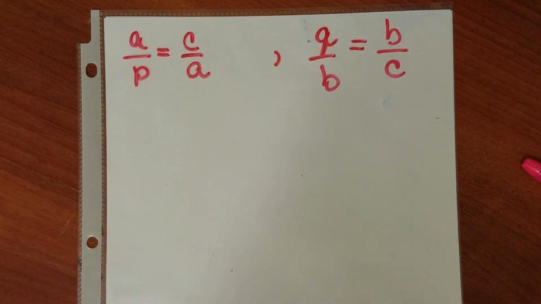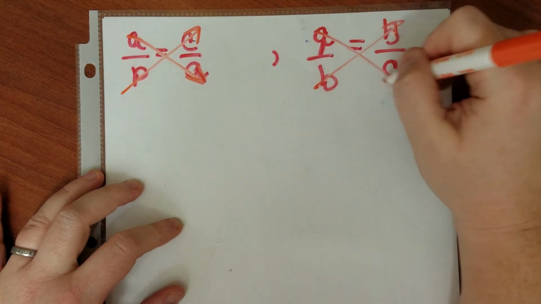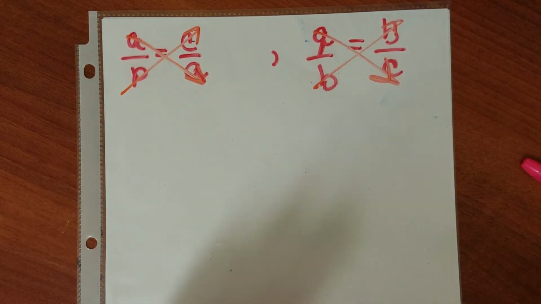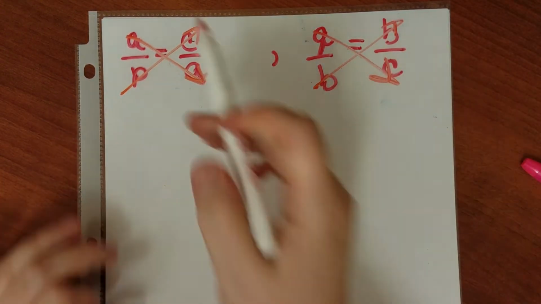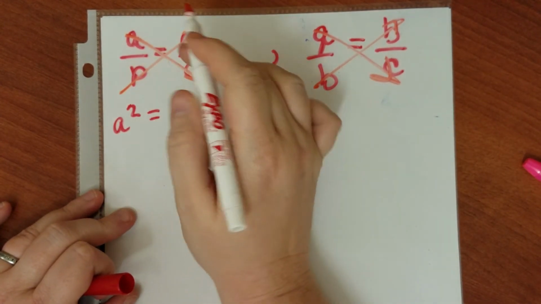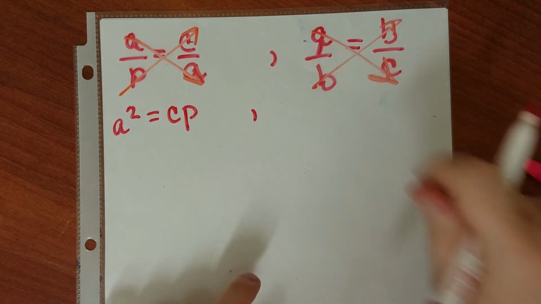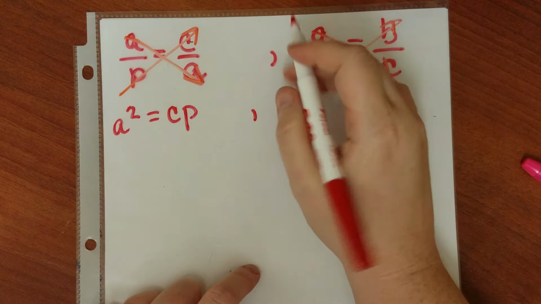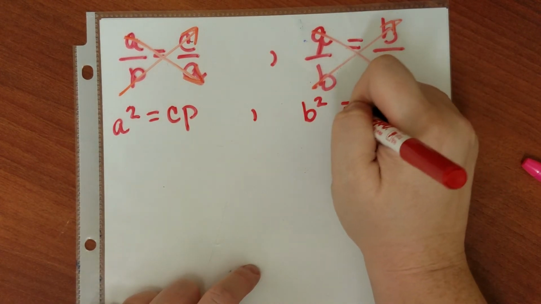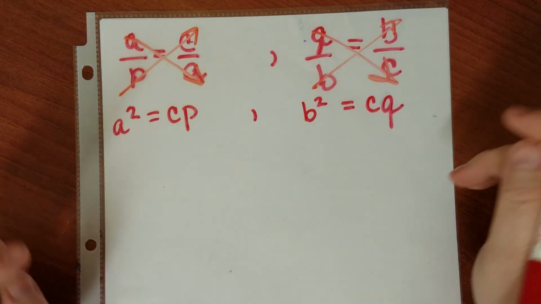All right, so there's really only one thing that we think to do with proportions, and that's to use the cross product property. So I'm going to cross multiply both of these, and when I do that, I'm going to get two equations. A times A is going to give me A squared, and P times C is going to give me CP. I'm just putting them in alphabetical order. Likewise over here, B times B is going to give me B squared, and that's going to be equal to CQ. So there's my two equations.